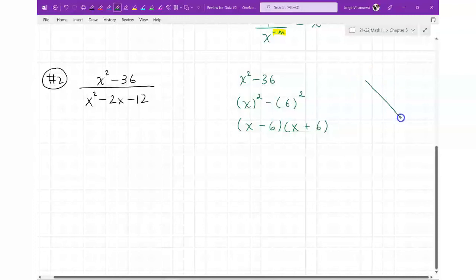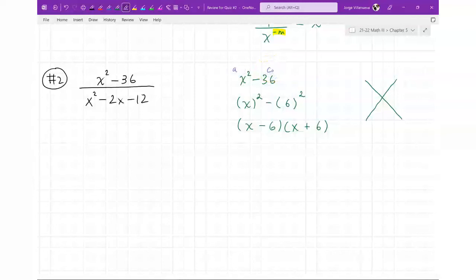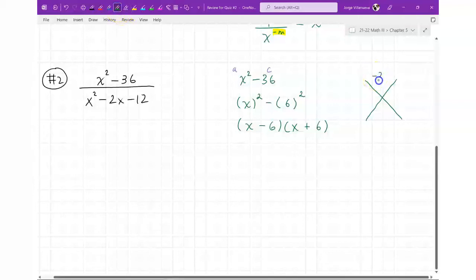But check this out. If you do the x method for a difference of 2 squares, here's what happens. This is your a term. This is your c term. Your b term isn't there. What's the value of b? If I don't see it, what must it be? A 0, because it's missing. So this is negative 36 and this is 0. Give me 2 numbers that multiply to negative 36 that add up to 0. That would be a negative 6 and a positive 6. So your answer would be x minus 6, x plus 6.